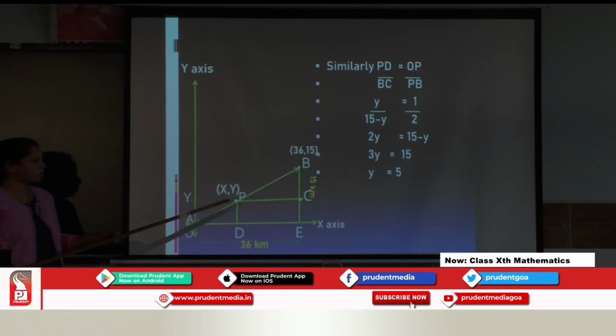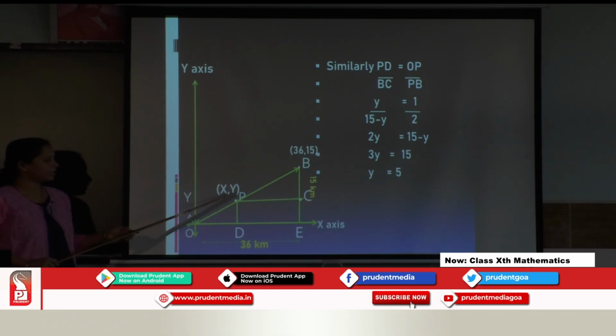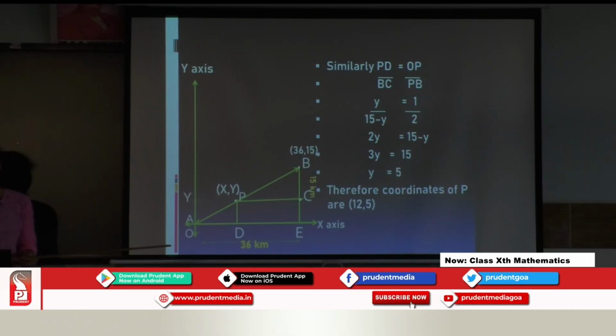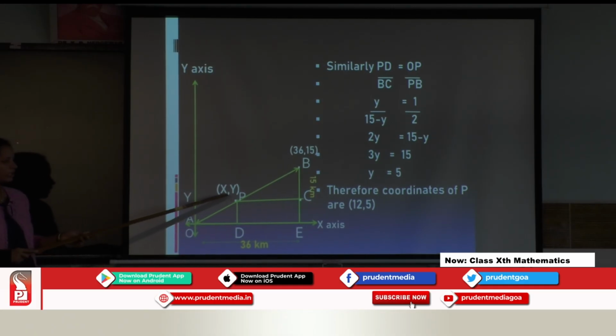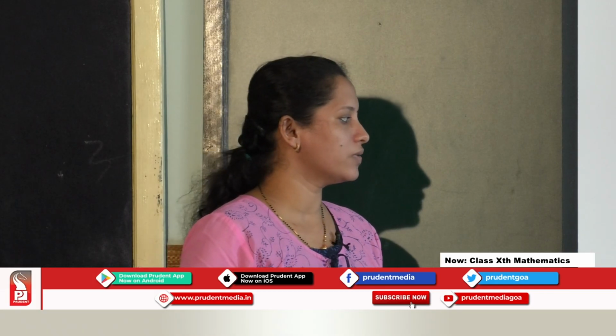So, now we got both the points, that is x coordinate and y coordinate. X coordinate is 12 and y coordinate is 5. So, therefore, coordinates of P are 12, 5. So, now we got the coordinates of this point which divides this line segment, joining the 2 points, in a given ratio, that is the ratio is 1:2.